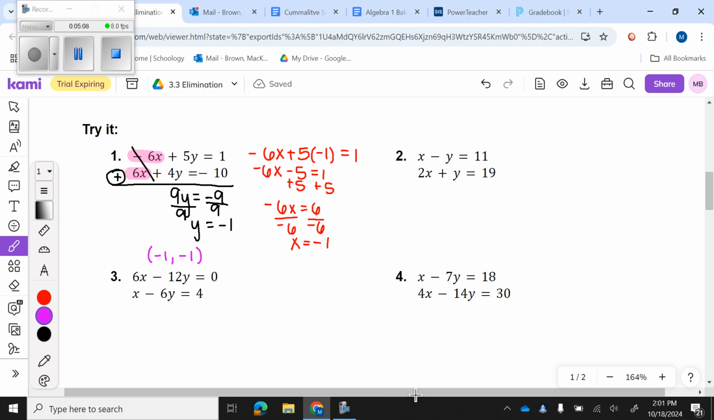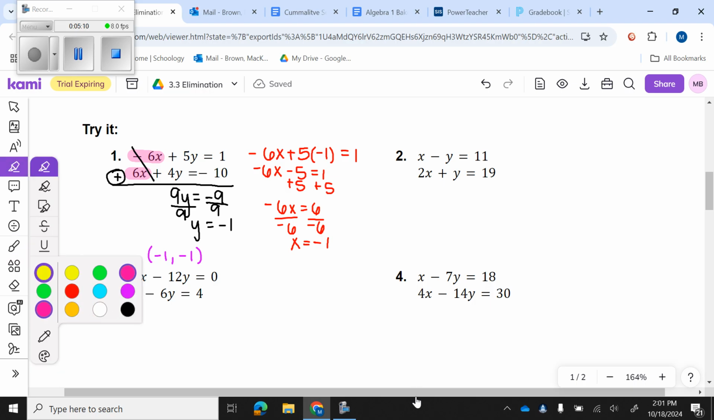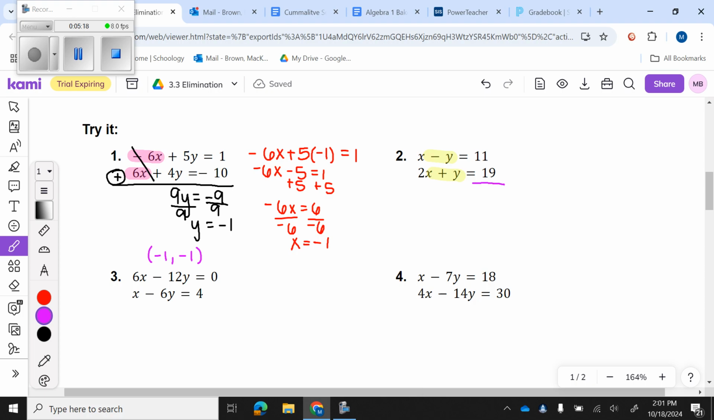All right, looking at number 2, I would go in and highlight the terms that have the same coefficient but opposite signs. These are both just y's, and they have opposite signs, which means I'm good to go. That's what should eliminate, so I'm going to add to eliminate. If you want to stick a 1 in front of this x, you can. 1x plus 2x is going to give me 3x. My y's are going to cancel, equals 11 plus 19 is 30.